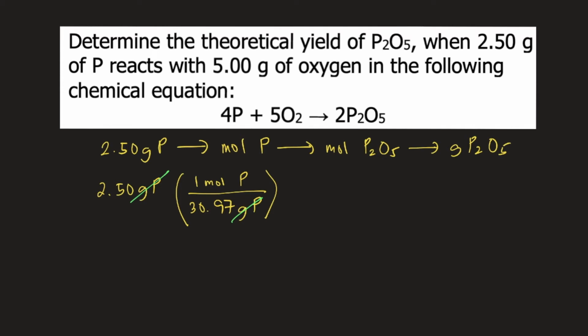To convert moles of phosphorus to moles of P2O5, look at the balanced chemical equation. So the equation says 4 moles of phosphorus makes 2 moles of P2O5. So you plug that into the equation. 4 moles of phosphorus makes 2 moles of P2O5. So the moles of phosphorus will cancel.